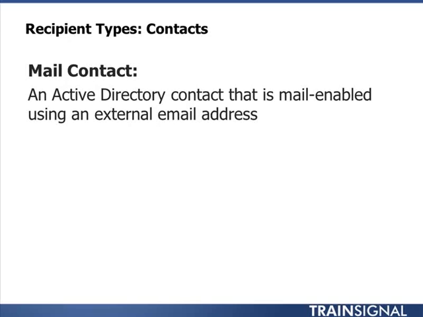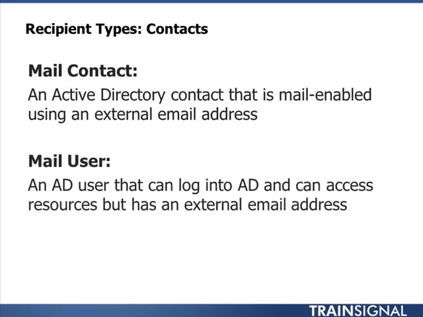So even though there's an object in Active Directory for that contact, it is not an Active Directory account that can log in and access various network resources. And that's what makes it different from a mail user. A mail user is an Active Directory user account that can log into Active Directory and can be assigned permissions to access resources, but instead of having a local mailbox in the Exchange organization, they have an external email address. So they're still an Active Directory user, they still have all of the benefits of that, but they're not using a mailbox within your Exchange environment.